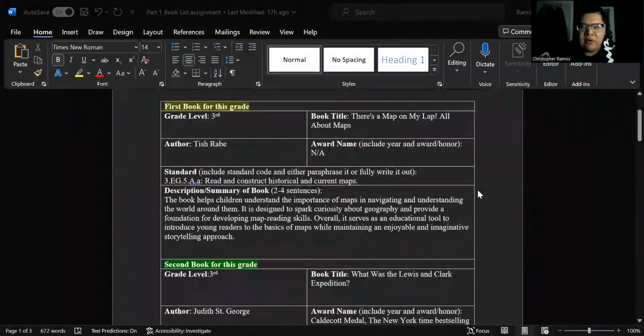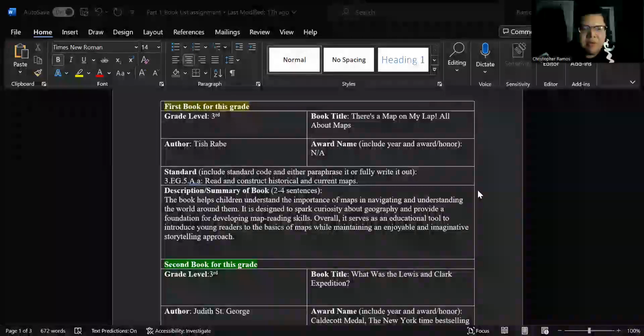My first book for third grade was There's a Map on My Lap, all about maps, and the standard for this one was read and construct historical and current maps. Basically, the book helps children understand the importance of maps and navigating and understanding the world around them, the maps around the world and knowing the maps.